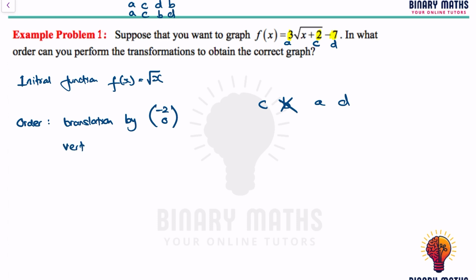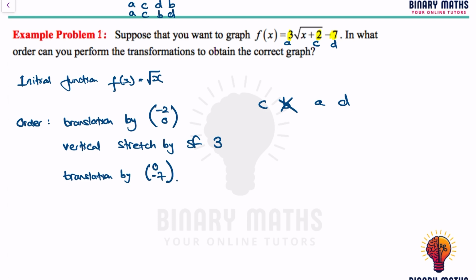So then you do a vertical stretch by scale factor 3, and it's outside the bracket, so it's affecting the y, so it's just 3. Then now we're doing D, which is minus 7. Minus 7 affects the y, so it's a translation again. This time it's in the y direction, so it's by 0, minus 7. So that would be the order in which I transform the initial function to get this function that I want here.